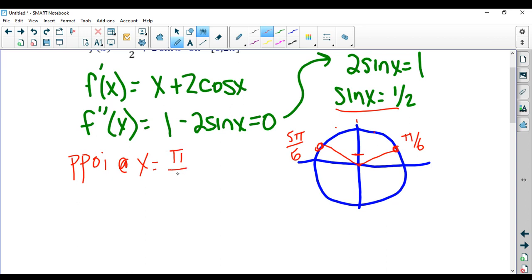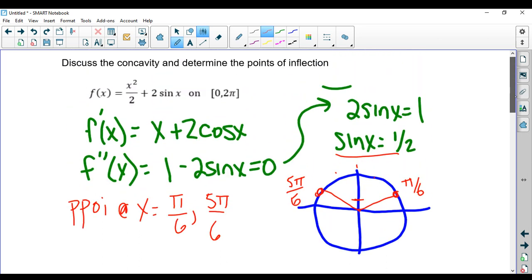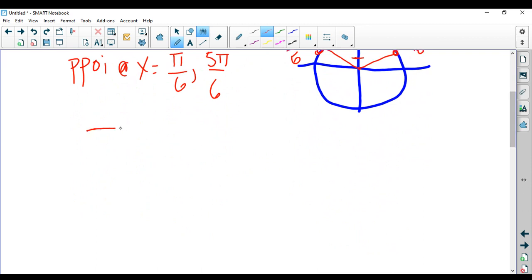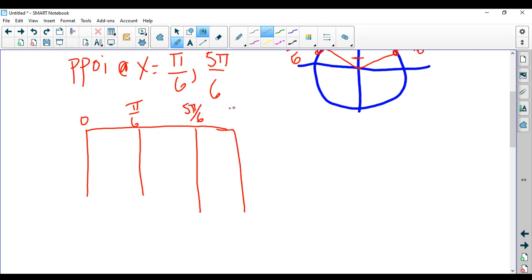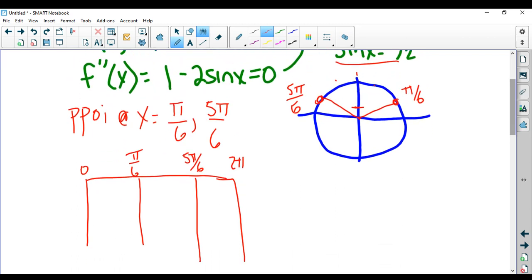So now I'm going to set up my chart to test concavity. Now I'm going from 0 to 2 pi as we saw. So we'll start at 0. The next will be pi over 6. Next possible point of inflection is 5 pi over 6. And we need to end at 2 pi. I'm going to use my unit circle to figure out what test values to use.